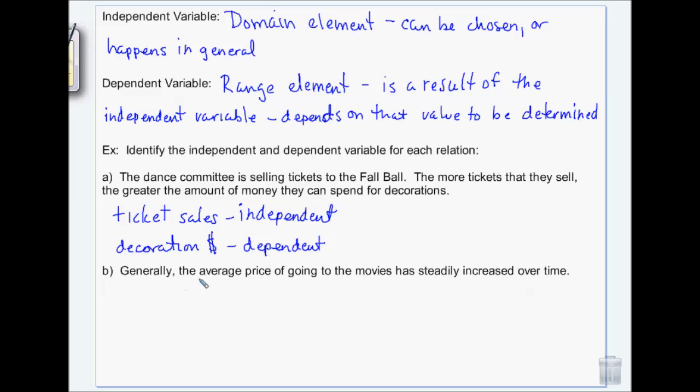Okay, generally the average price of going to the movies has increased over time. Which one of those is dependent on the other? Average price is independent, right? And then it's steadily increased is the dependent. Or close. The price increasing is the dependent. The thing that is independent, that's going to happen no matter what, is time.